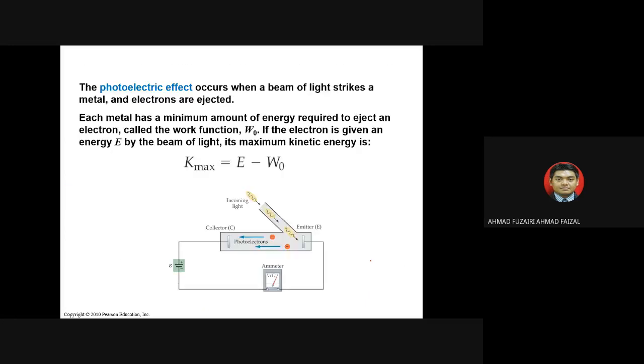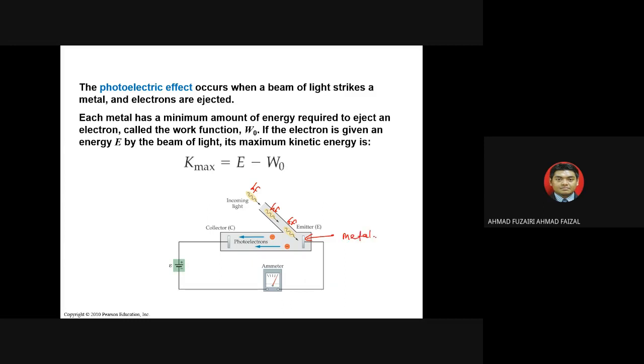Okay, so what is the photoelectric effect? The photoelectric effect occurs when a beam of light strikes a metal. Remember that the light comes as bundles of energy packets like this one. This is hf, this is hf, and this is hf, and they try to hit this metal.